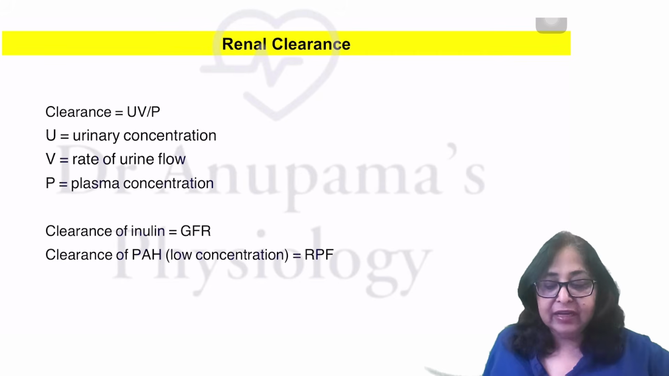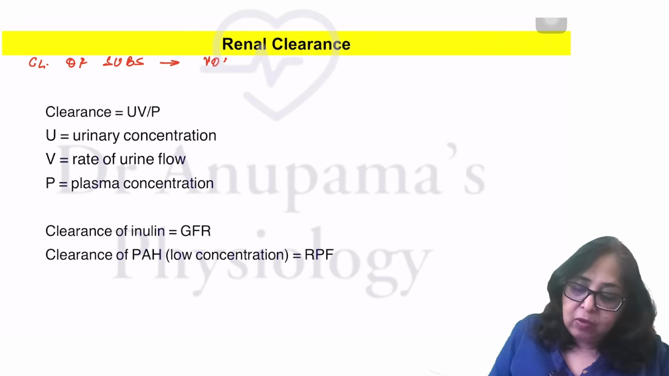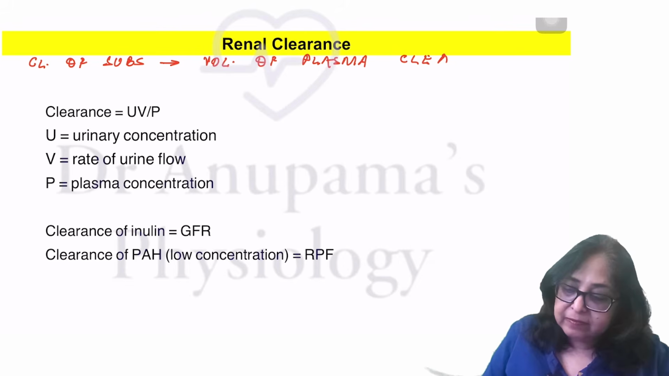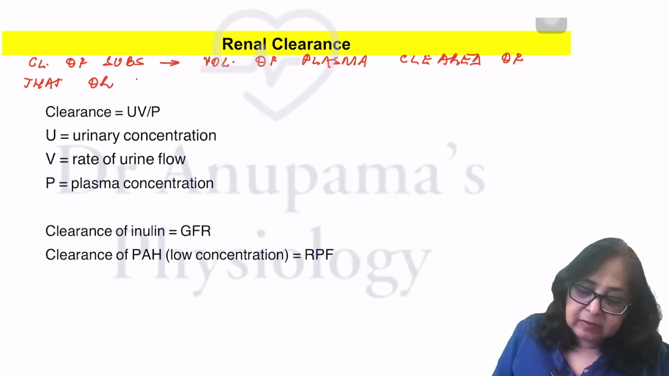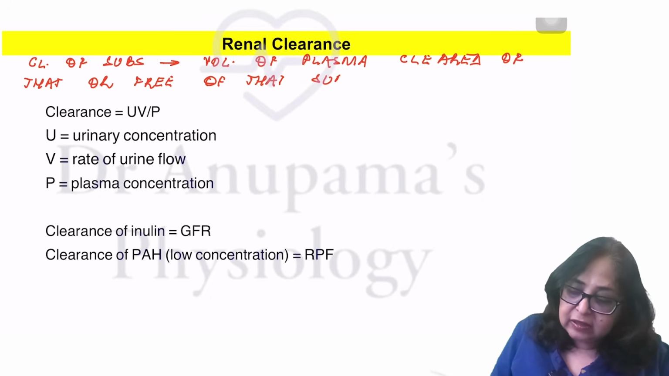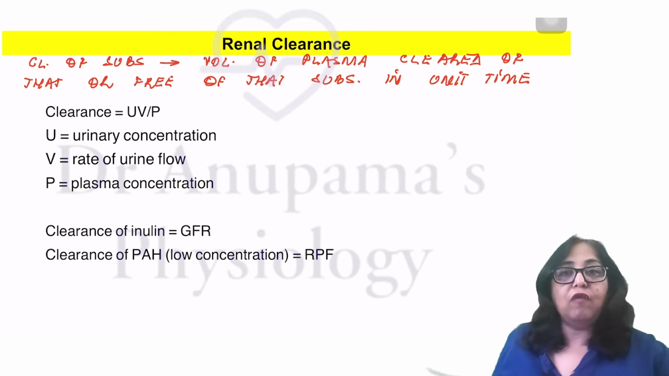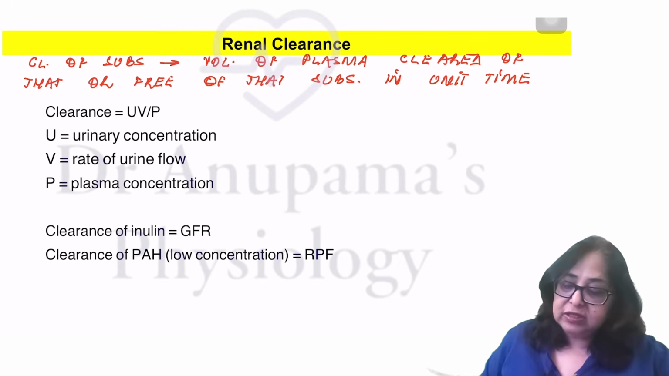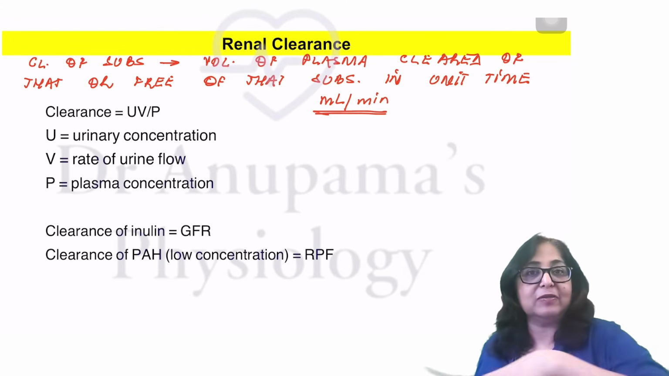Let's have a look at renal clearance. What is renal clearance of a substance? Clearance of a substance is defined as volume of plasma cleared of that substance or free of that substance in unit time. Volume of plasma cleared of that substance or free of that substance in unit time. And what is the unit for clearance? This is ml per minute.